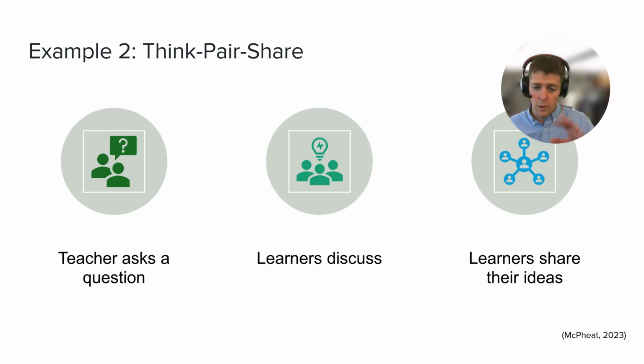Think, pair, share looks like you asking a question. We might ask, what do you think about Muddiest Point? Where could you see yourself using Muddiest Point? Why do you see value in Muddiest Point? I might ask a prompt like that. I probably have thought about it in advance rather than just coming up with some stuff off the top of my head. Maybe I've written it down.